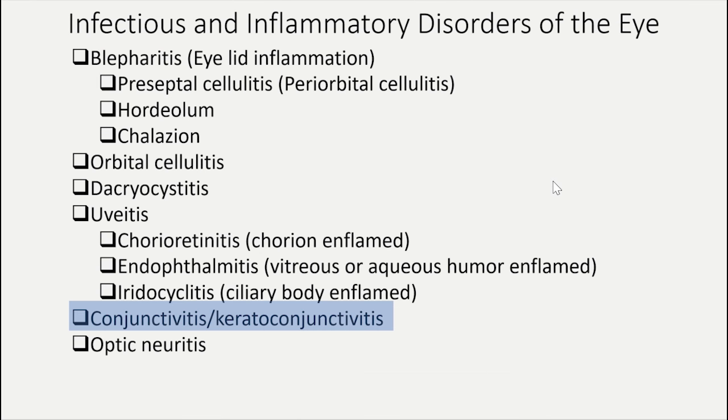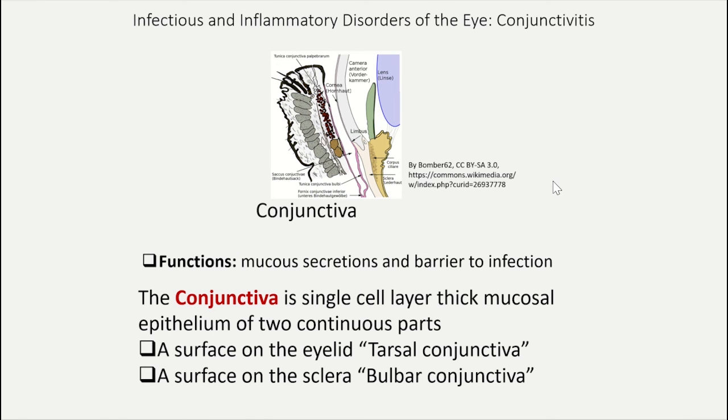Okay, let's go on to conjunctivitis, keratoconjunctivitis. We're almost there, folks. So again, a quick anatomy review. The conjunctiva is a single cell layer thick that has two continuous parts. The tarsal conjunctiva, so on the eyelid, and then the bulbar conjunctiva on the globe, on the sclera, really. And this is a terrible picture, but here it is. Okay, you see the pink. And it secretes mucus and is a little barrier to infection.